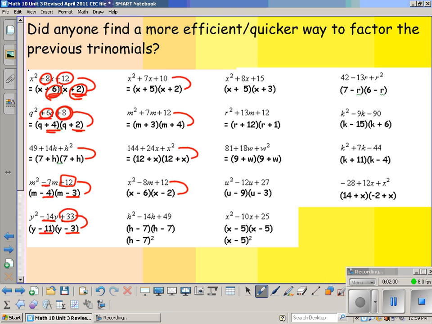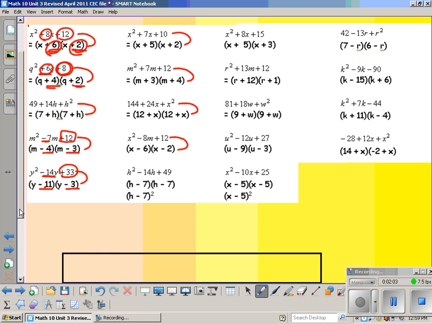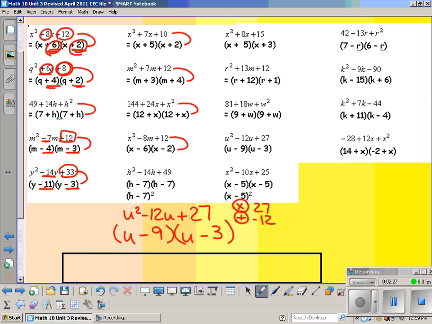So a more efficient or quicker way would be, let's say we have this one, u squared minus 12u plus 27. You are looking for two numbers that multiply to 27 and add to negative 12. Because we are dealing with u's, we are going to start each of our factors with a u, and we have 9 and 3 multiply to 27. If they are both negative, they will add to negative 12. So that is a shorter method.